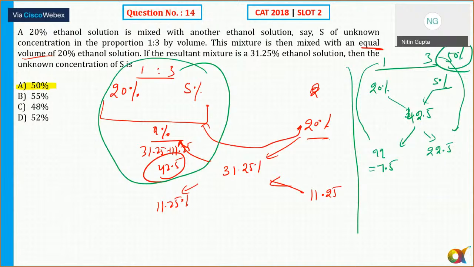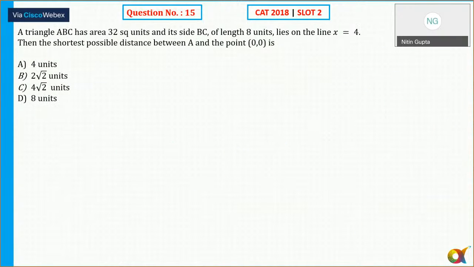So let's move ahead now, Damini, Anupam, Santosh, all of you. Please respond. Okay guys, so let's move on. 15th.